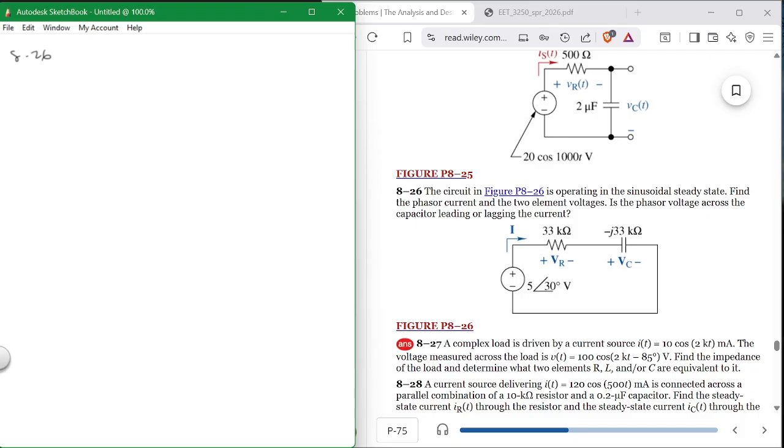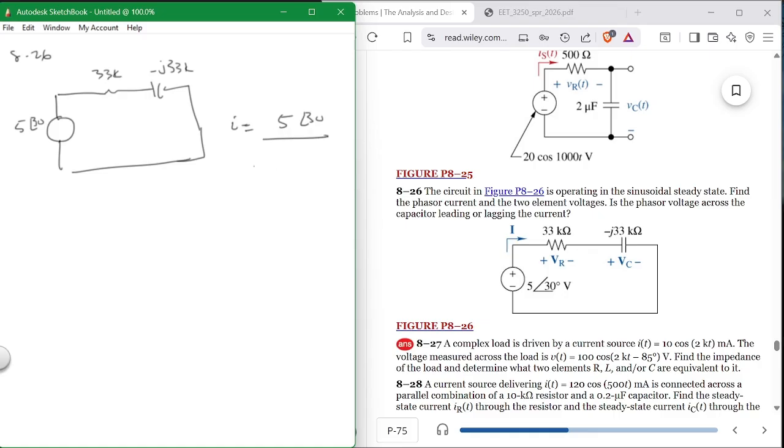In this case, we want to find the current and the two voltages, but we're given a magnitude and an angle. So you have to use that in order to get this thing to work. So it's 5 at angle 30. Now, is that really ever the case? No, you're never going to have this angle 30, but this is just for grins and giggles. They ask us to do this one. So this one is at 33K. This is at minus j 33K. And now you find the I in this case is equal to 5 at angle 30 over 33K minus j 33K.